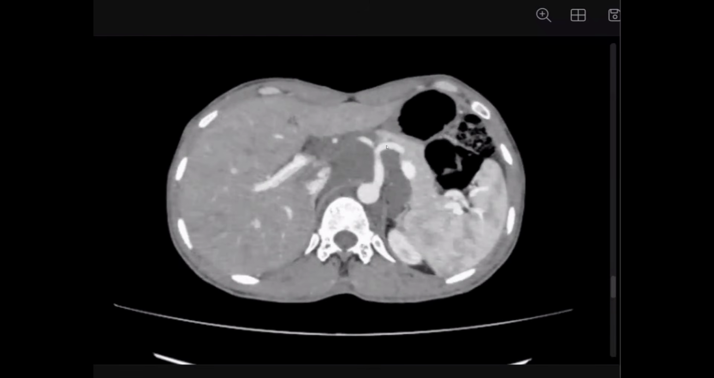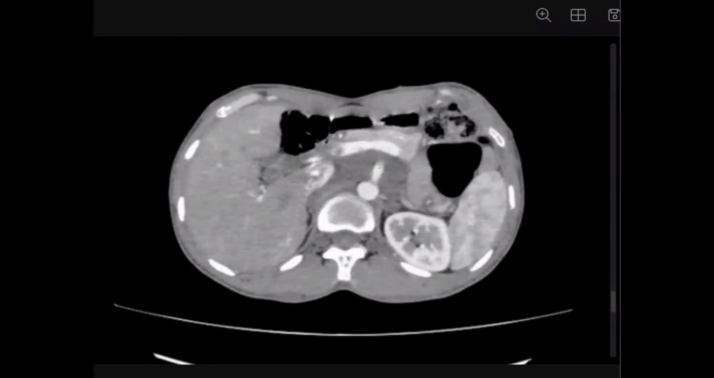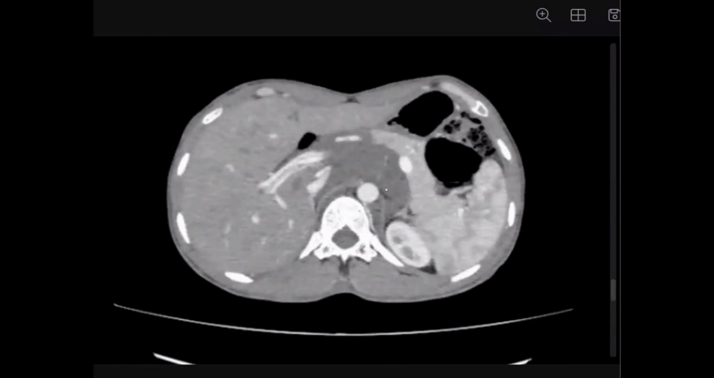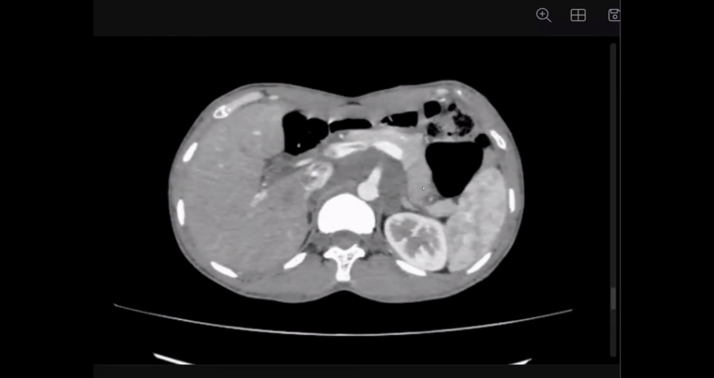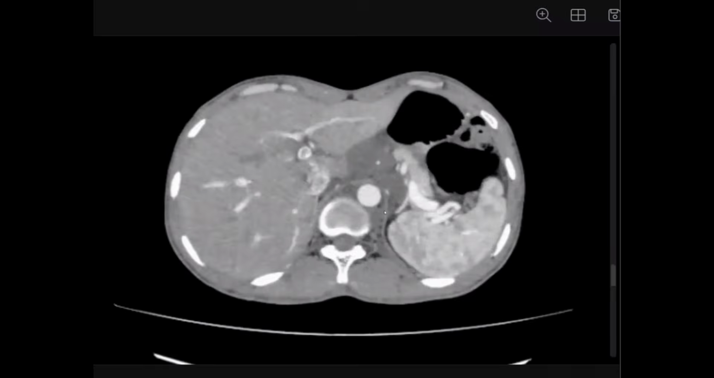No significant enhancement, and it's encasing the celiac trunk. It's encasing the superior mesenteric artery and renal vessels. Not obstructing these vessels, but it causes mass effect, as you described, displacing the pancreas anteriorly. We also have retrocrural extension also.